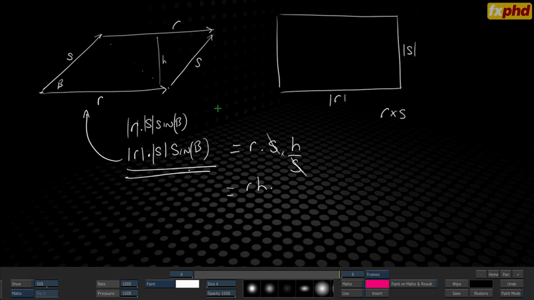Brilliant. Sort of an odd way to write it, perhaps. It might seem a bit obtuse. Why, when I can write R times H, do I bother writing the magnitude of R times the magnitude of S sine beta? Well, the reason is that that happens to be actually equal to the product of R and S. And that's really, really, really useful, because now we can relate the dot product to the cross product.